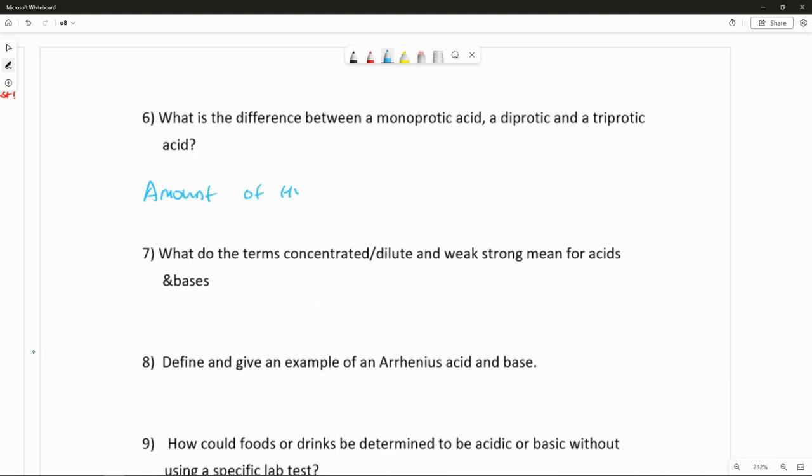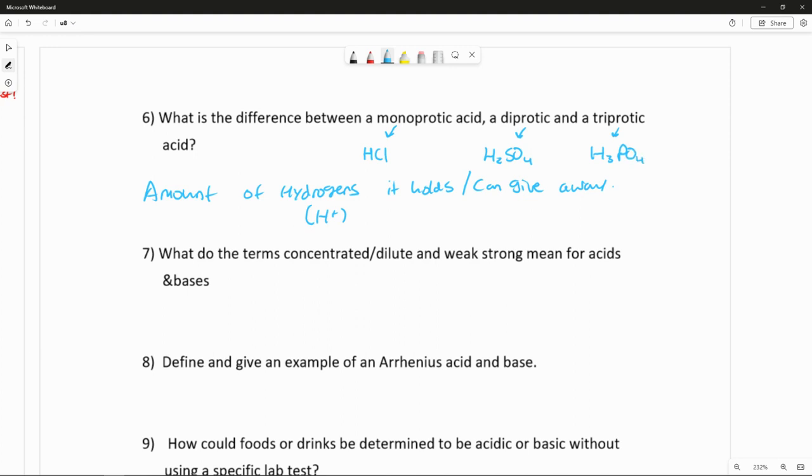The amount of hydrogen it holds slash can give away. All right, so hydrogen is going to be H plus. So let's give examples. So monoprotic acid, a good example would be hydrochloric acid, HCl. Diprotic acid, a good example, H2SO4. And triprotic, a good example is H3PO4.